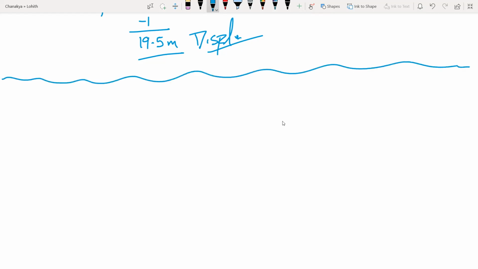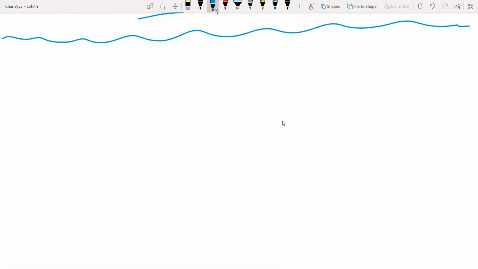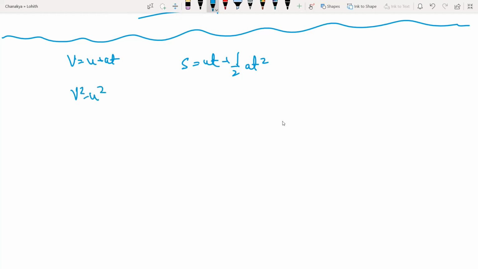These are actually formulas, but I'm giving you as numericals. So if you learn numericals directly, it comes with the formula. We know v equals u plus at, s equals ut plus half at square, and v square minus u square is equal to 2as.